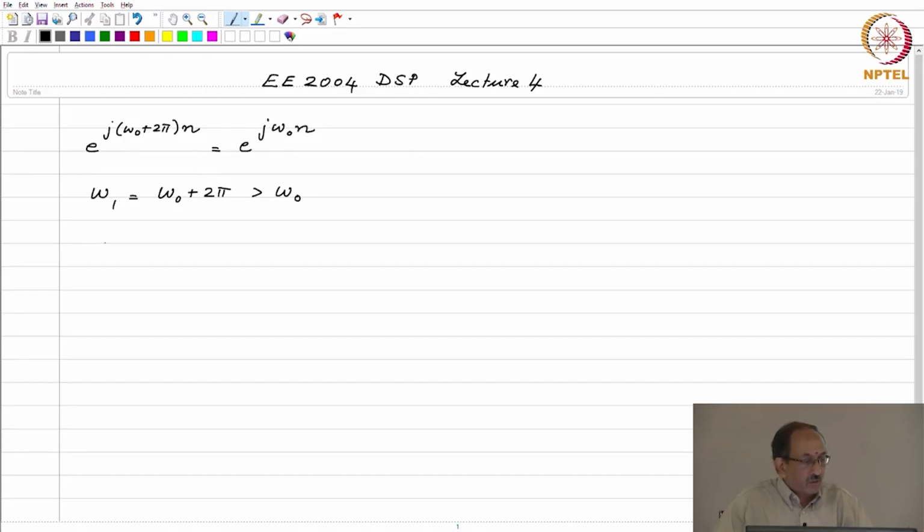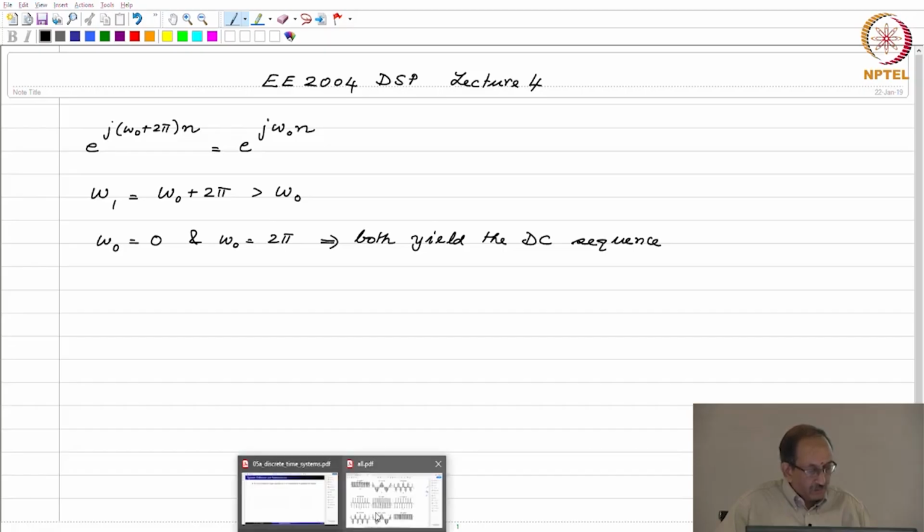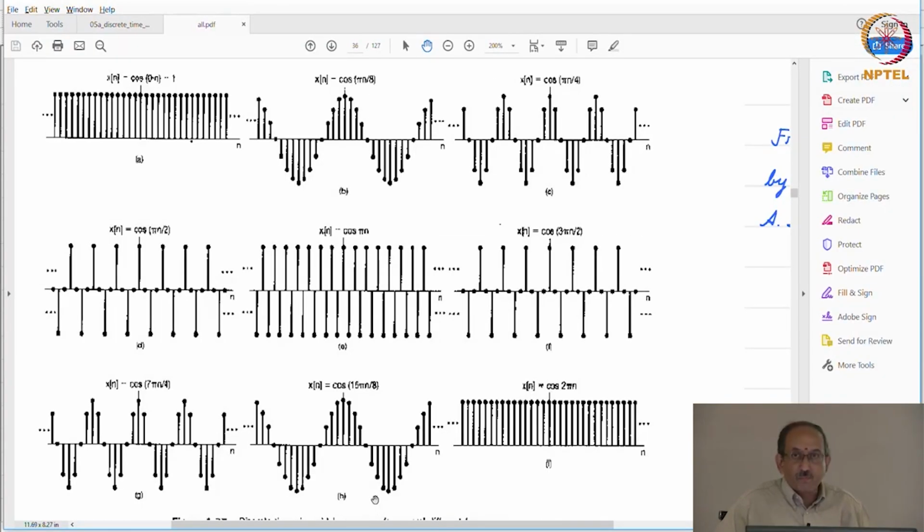And we saw that omega naught equal to 0 and omega naught equal to 2 pi both yield the DC sequence. But as omega naught increases, you expect the rapidity of the oscillations to increase, but it looks like it is going to slow down at some point and come back to the DC sequence, and this is easily seen in this example. So, this is from Oppenheim's book.